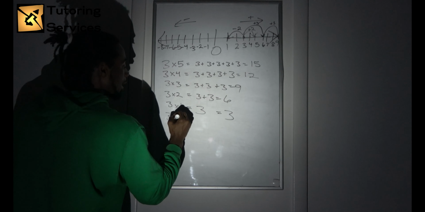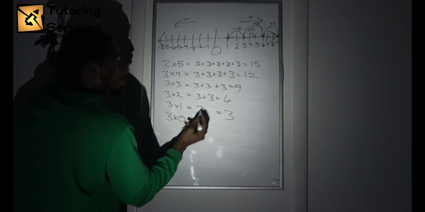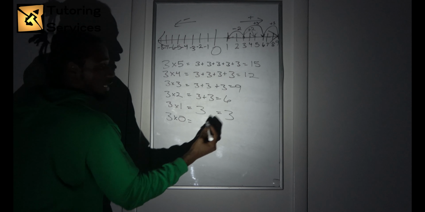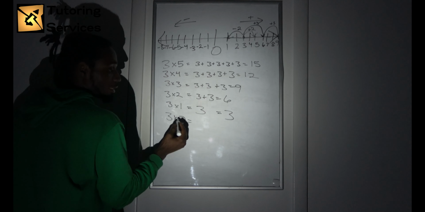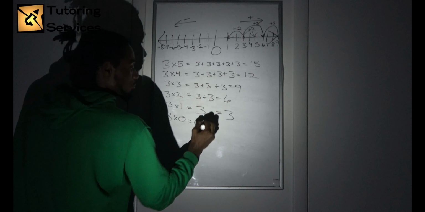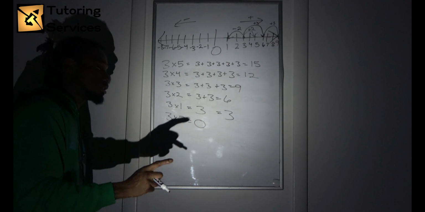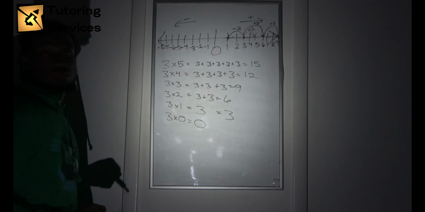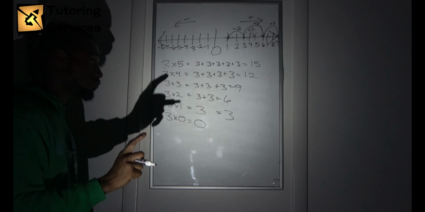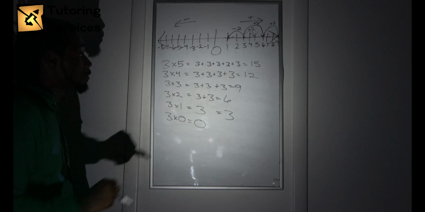And 3 times 0 means you don't even put a 3 up there to be added. You don't put anything up there. It's times 0. Any number times 0 is going to equal 0. So that is a rule of multiplication that you need to know.